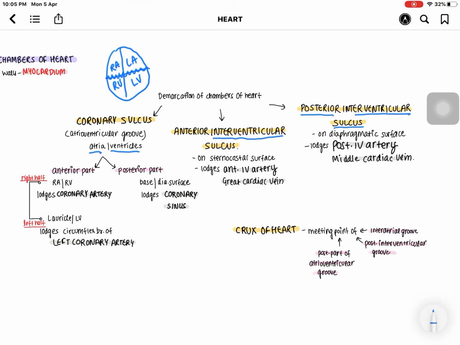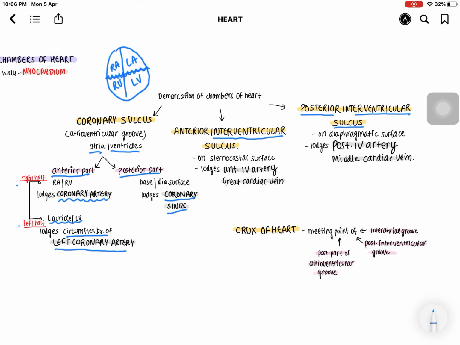Coming to the coronary sulcus, that is the atrioventricular groove, it consists of an anterior part and a posterior part. In the anterior part, there are a right half and a left half. The right half is between the right atrium and right ventricle, and it lodges the right coronary artery. The left half, between the left auricle and left ventricle, lodges the circumflex branch of the left coronary artery. Coming to the posterior part, it lodges the coronary sinus.